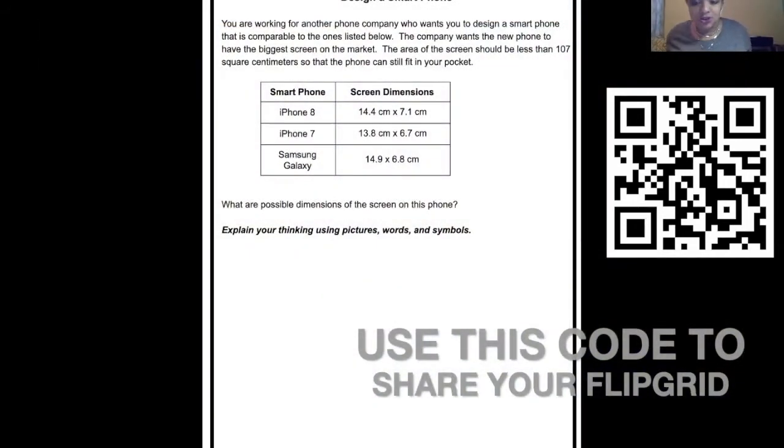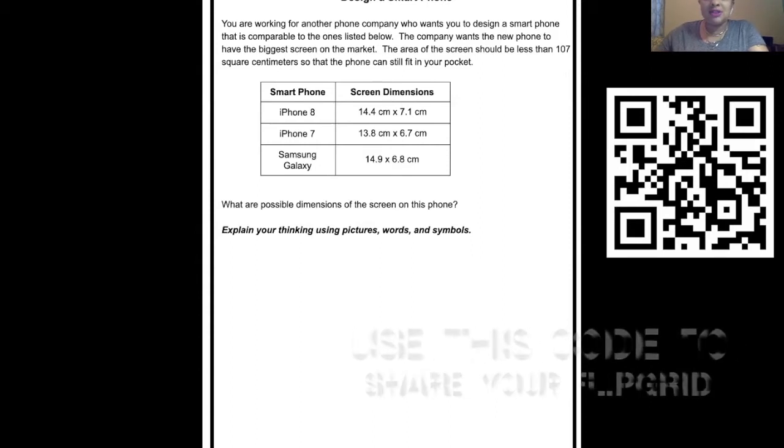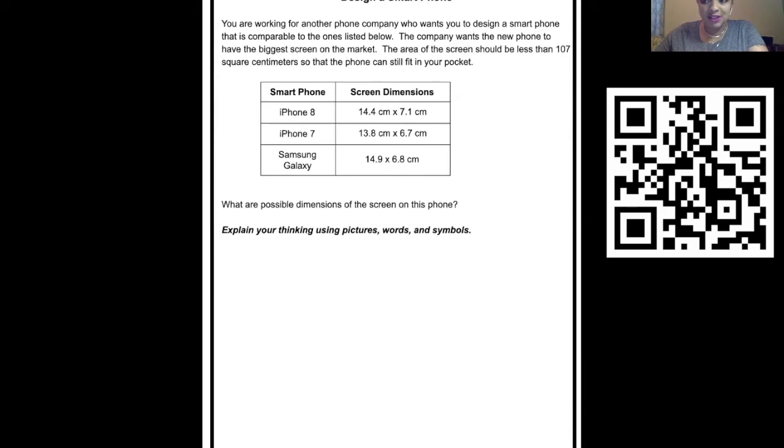The first thing I did was to determine the area of the screens of the three phones that were already there. So the iPhone 8, which had dimensions of 14 and 4/10 centimeters times 7 and 1/10 centimeters, I came up with an area of 102 and 24 centimeters squared. For the iPhone 7, I came up with an area of 92 and 46 centimeters squared. And for the Samsung Galaxy, I came up with an area of 101 and 32 centimeters squared.